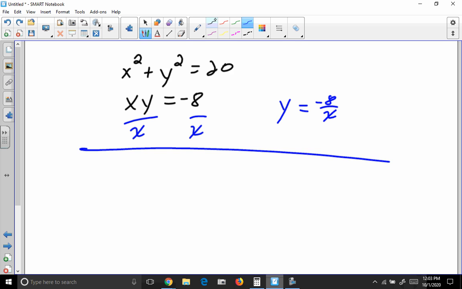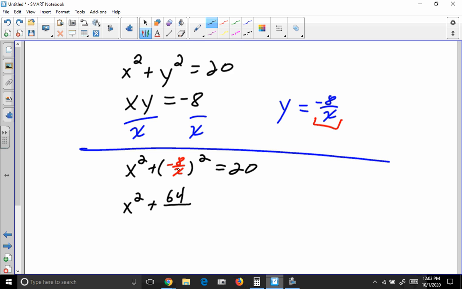So in the top equation, we're going to replace y with that expression, -8 over x. Just changing y with that. So when we have a fraction raised to a power, we square the numerator. So -8 squared, or -8 times -8 is 64. X to the second power is x to the second power.